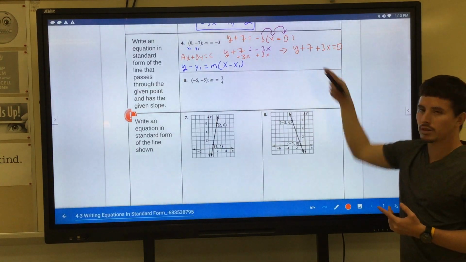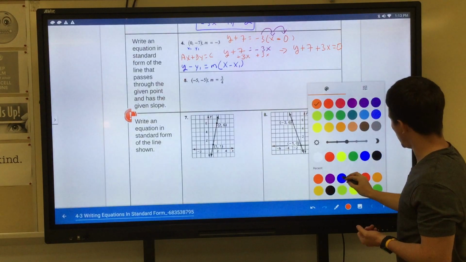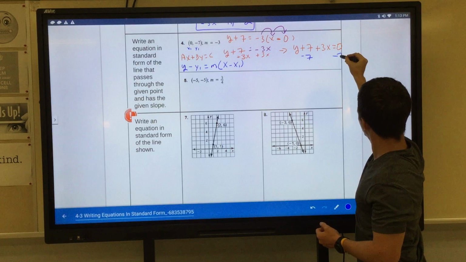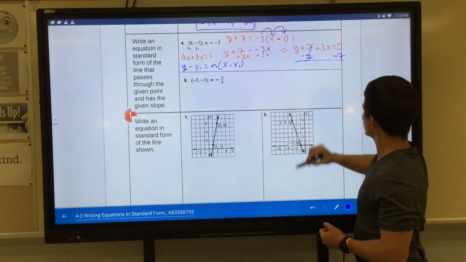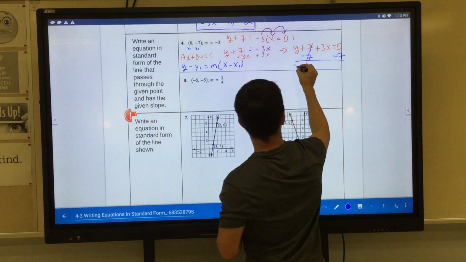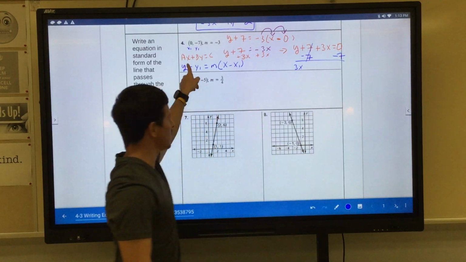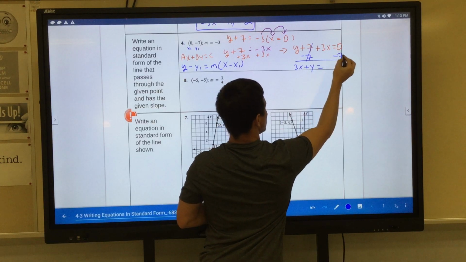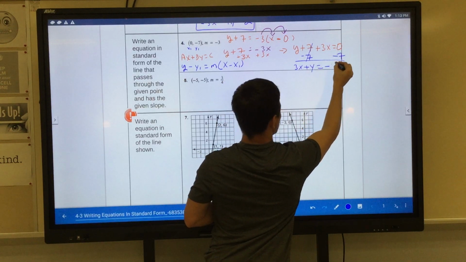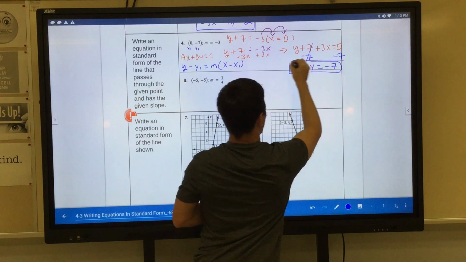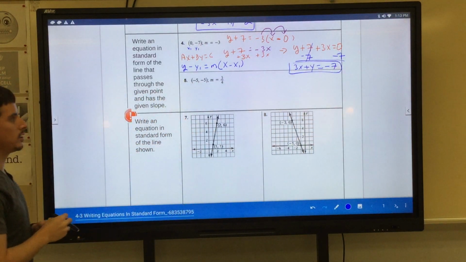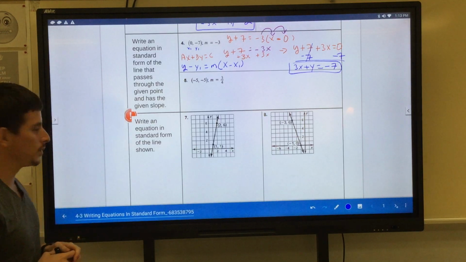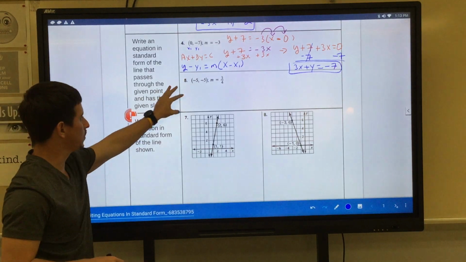Now, I need to get rid of this 7. What's the inverse operation of a +7? -7. So the 7's cancel. So now we have 3x. Write out the 3x first because the x comes first. Plus y is equal to 0 minus 7, which is -7. And there you have it. 3x plus y is equal to -7. And that's number 4. You may pause the video and you may try number 5.